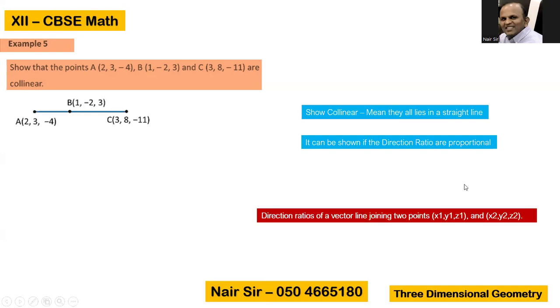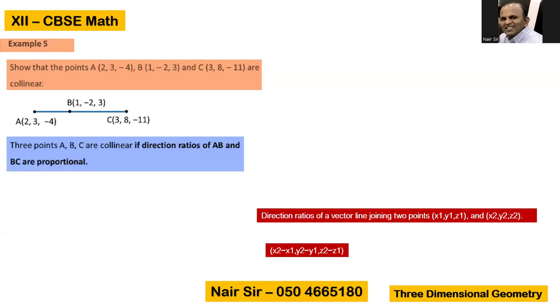And what do you mean by direction ratio? Direction ratio of a vector line joining 2 points. I've got 2 points A, B, and BC. How will I find the direction ratio? I can find the direction ratio as x2 minus x1, y2 minus y1, z2 minus z1. I know x1, y1, x2, y2, x3, y3. Substitute the value and get the answer. 80 to 90% of my students would have got the answer by this time.